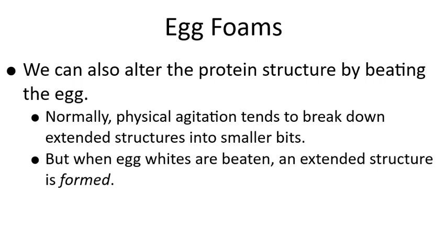Now, with most substances, physical agitation such as whipping tends to break down extended structures into smaller bits. For example, if you take a weed whacker to a pile of leaves, you're going to end up with lots of tiny bits of leaves. But when egg whites are beaten, instead of breaking down, larger extended structures are formed. That is, we get an egg foam.